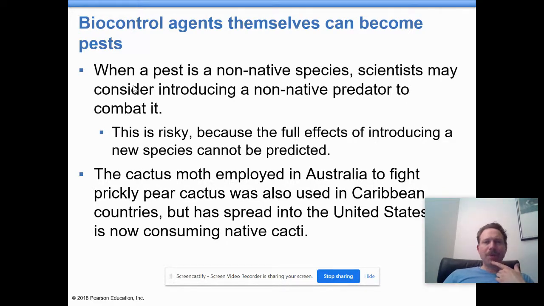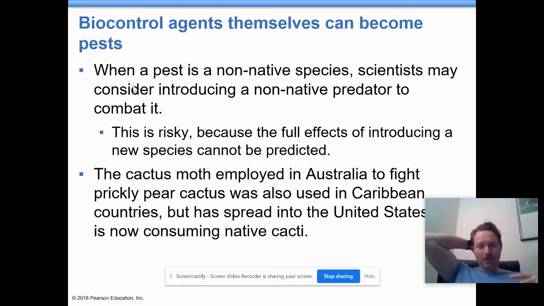And sometimes when we incorporate a biocontrol agent, we have to be really careful. Sometimes they themselves can be pests. You have to be really careful. This is kind of risky, particularly if you're putting a non-native predator into a new environment.